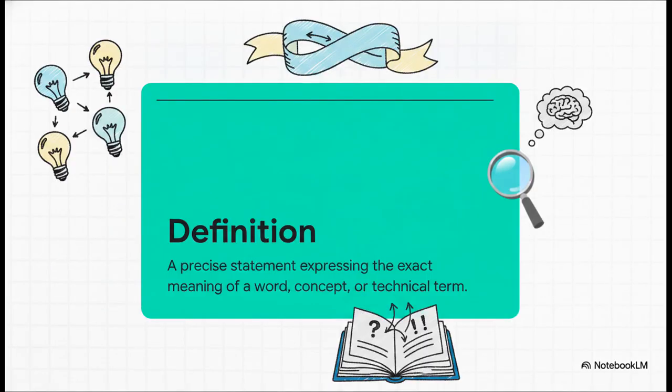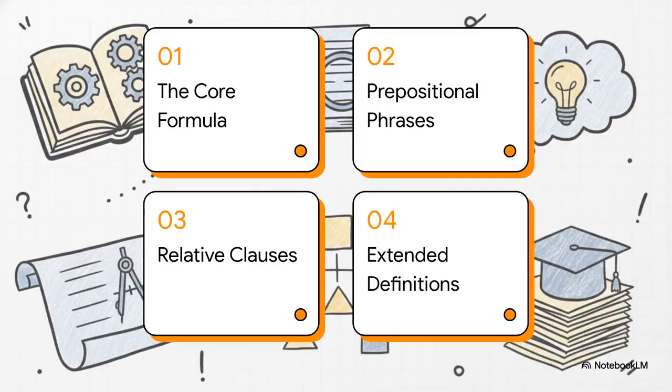Well, before we build out our grammatical tool belt to fix this, we need to establish what a definition actually is in this context. A definition is a precise statement expressing the exact meaning of a word, concept, or technical term. And here is why this matters. Clear definitions are the ultimate proof that you truly grasp your subject matter. Put simply, if you can define it, you understand it. To get us there today, we are going to treat sentence structure almost like a mathematical formula. We'll be breaking this down into 4 parts.